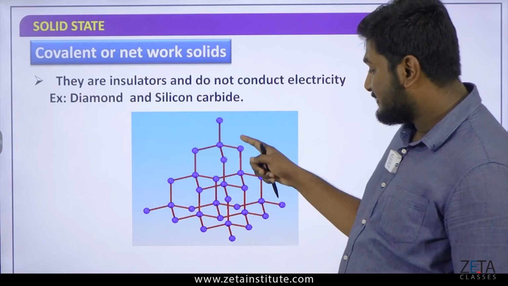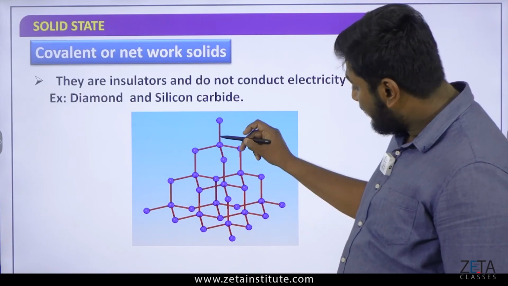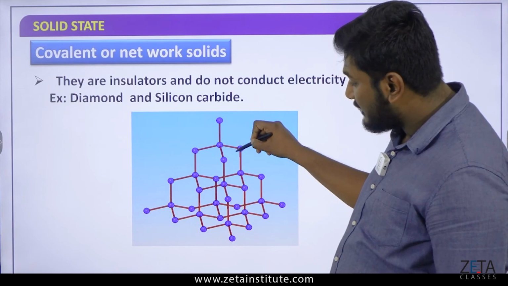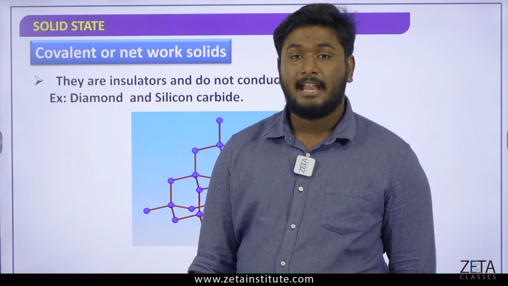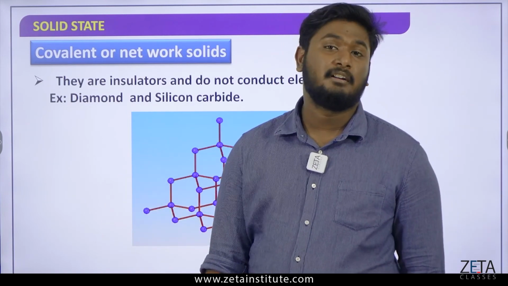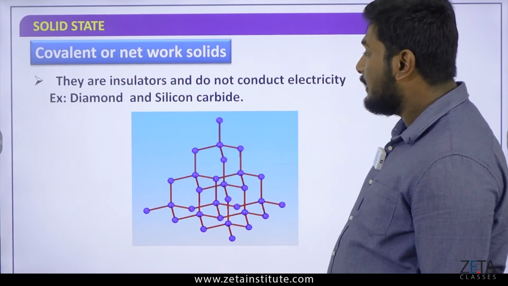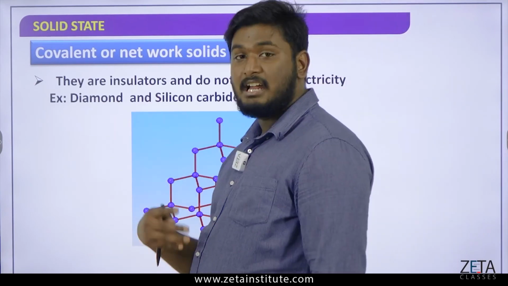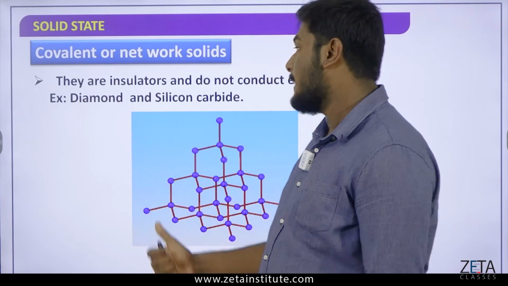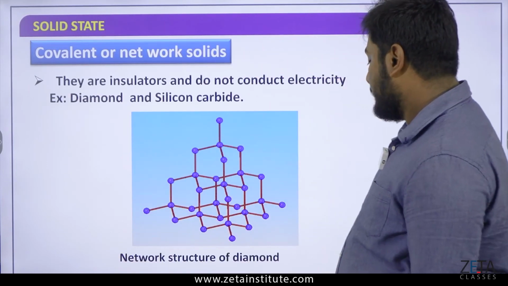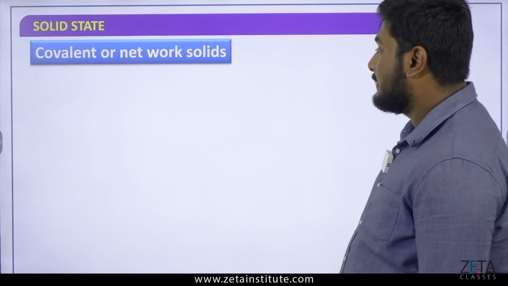Clear? And here is the structure of diamond. Here each carbon atom is shared with the other 4 carbon atoms. That's why it's very, very strong. Diamond is actually an allotrope of carbon. Clear? And here, one important exception: graphite conducts electricity and graphite is very soft in nature. Diamond is very hard. Clear? This is a network structure of solid, diamond.